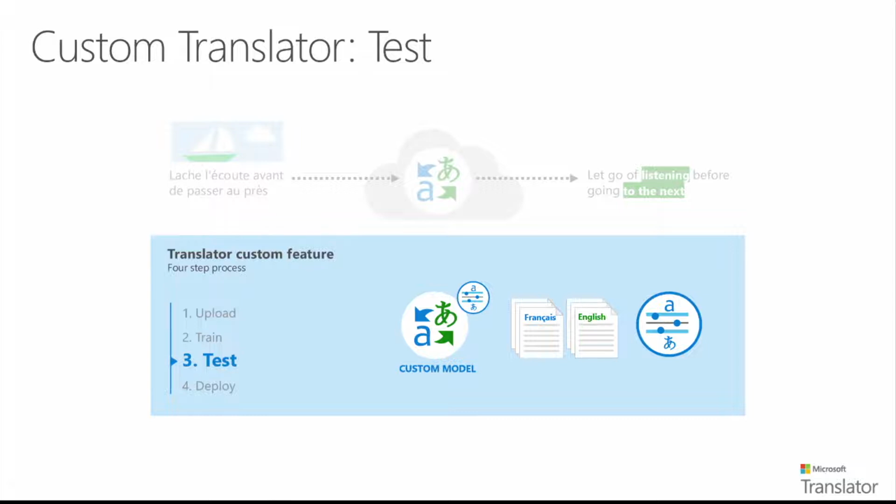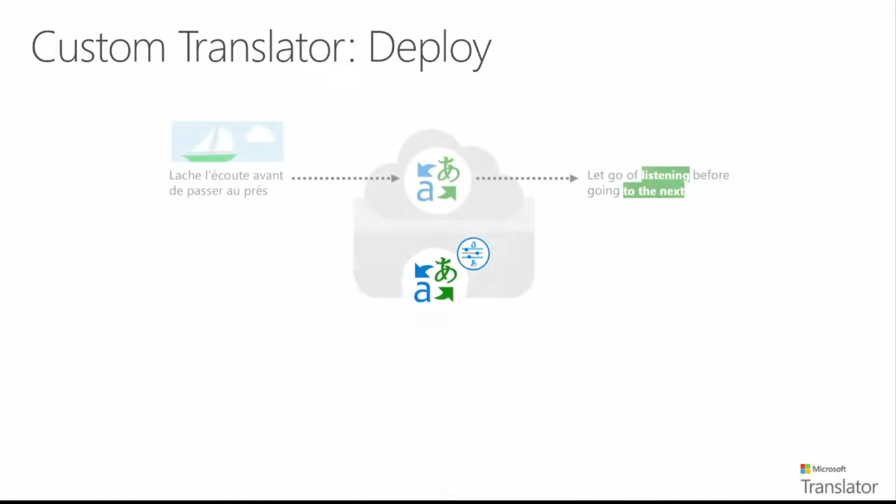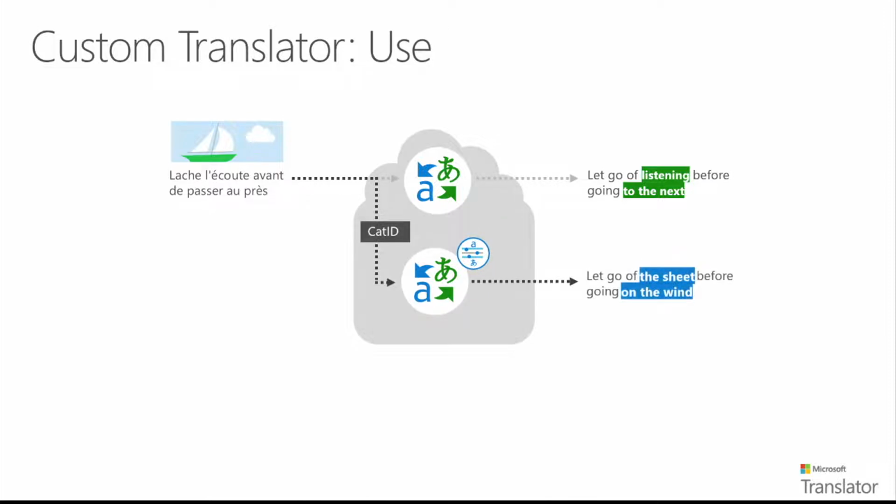That can happen, but on average our customers achieve an improvement of 10 BLEU points on average. And then you deploy the system if you like it, and that means that it becomes part of the Microsoft Translator API, and you can invoke it using the category parameter in the API call. Here you can see the category ID parameter, and that then invokes your custom system that runs on top of the large base system. And here you can see the sailing relevant terminology has been applied.